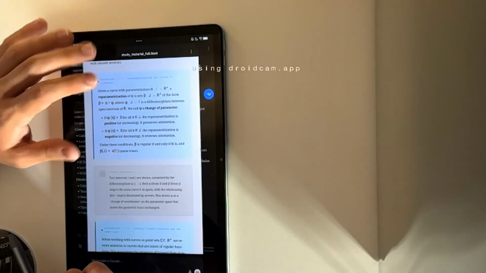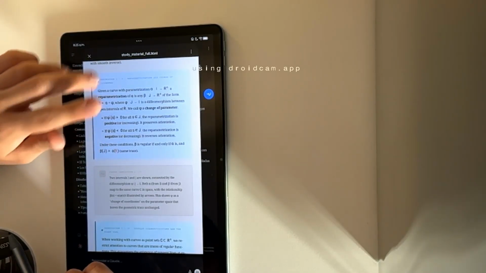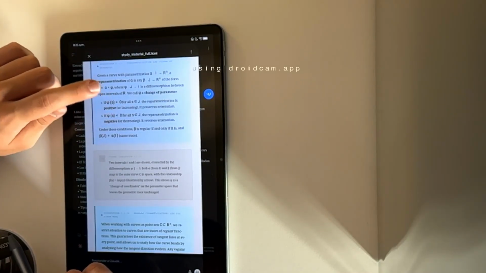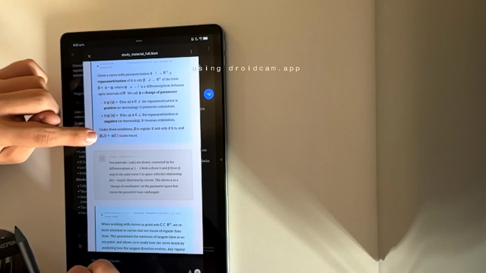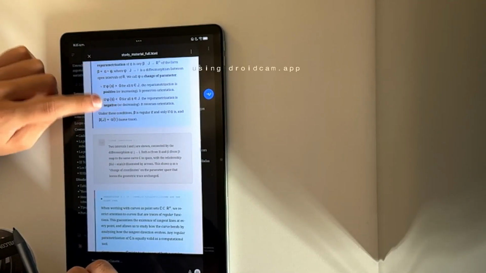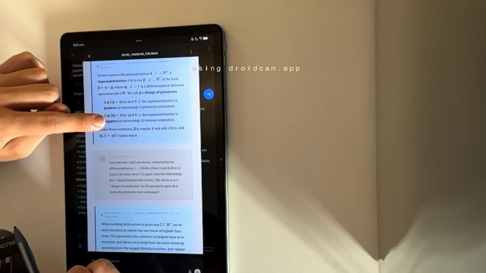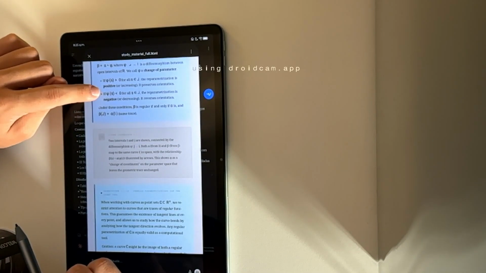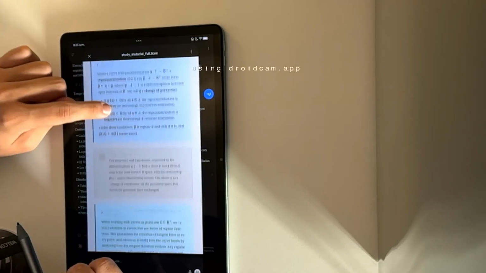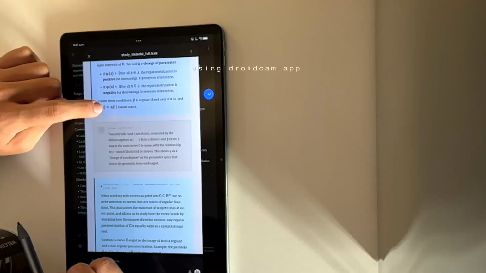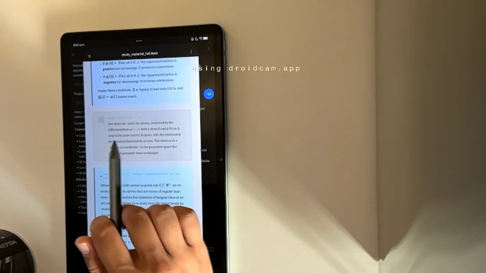preserves orientation. If the derivative of phi, phi prime of s, is less than 0 for all s belonging to J, the reparametrization is negative or decreasing, but it reverses orientation. Under these conditions, beta is regular if and only if alpha is, and beta of J equals alpha of I. This means they have the same trace.